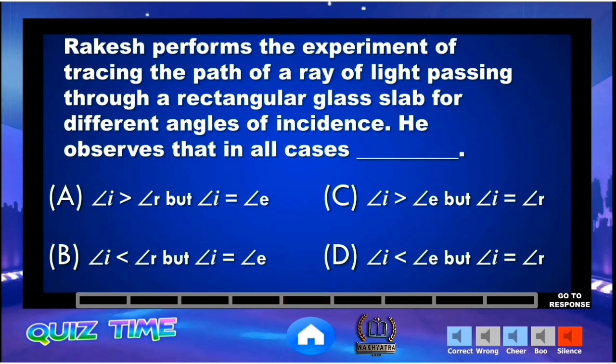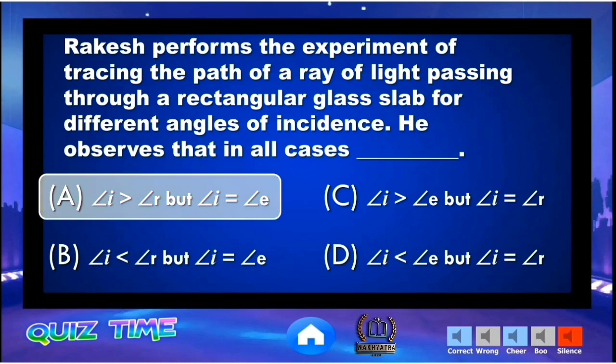So students, which is the correct option? Yes, option A. So in Rakesh's experiment, when he traces the path of the light ray in the rectangular glass slab for different angles of incidence, he observes that in all cases the angle of incidence is greater than the angle of refraction, but the angle of incidence and the angle of emergence are equal. So option A is the correct one, that is, angle I is greater than angle R, but angle I is equal to angle E. I hope everyone is clear.